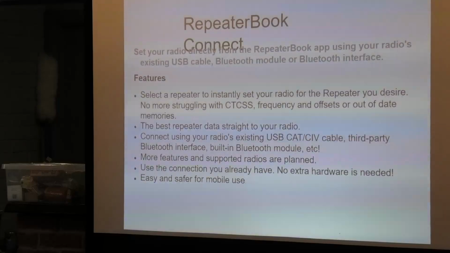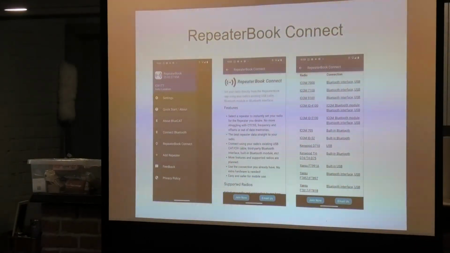That is currently available for Android. Here we go. So if you've got the recent version of the app, you can see we've got RepeaterBook Connect there. So if you go into that, you can see the outline of what RepeaterBook Connect does, and the current list of supported radios on the right there, which is expanding. We're going to be putting more radios on there. Now that's a subscription. It's an annual subscription of £12 a year plus VAT.